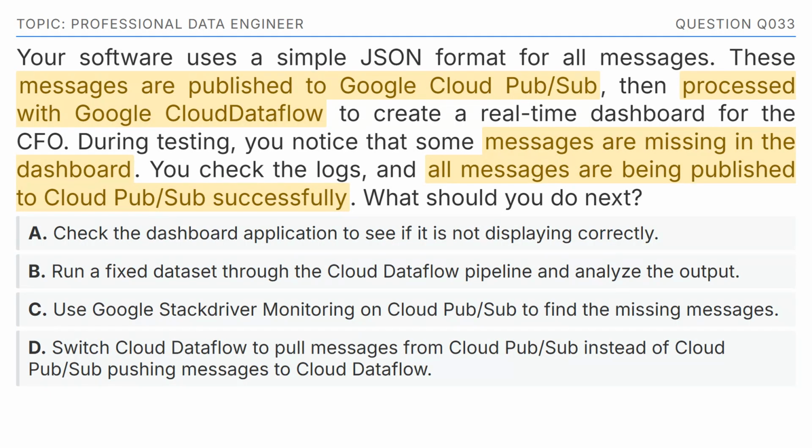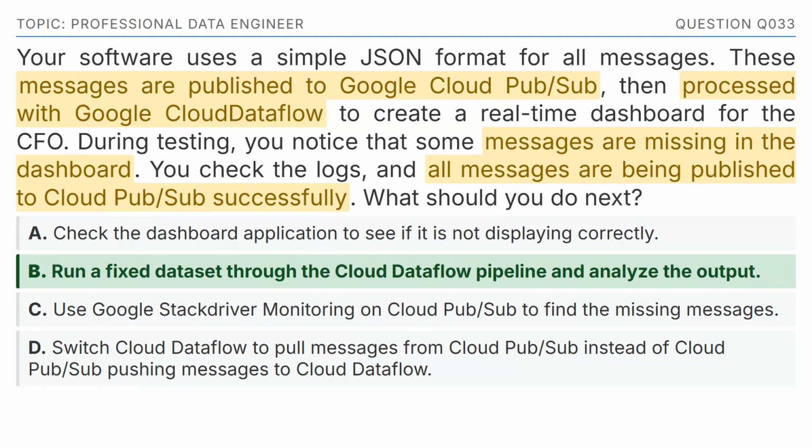To arrive at the correct answer, we focus on the keywords: messages are published to Google Cloud Pub/Sub, processed with Google Cloud Dataflow, messages are missing in the dashboard, all messages are being published to Cloud Pub/Sub successfully. The correct answer is option B, run a fixed dataset through the Cloud Dataflow pipeline and analyze the output.